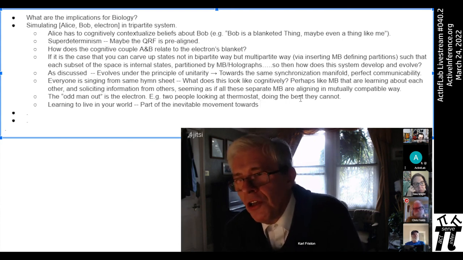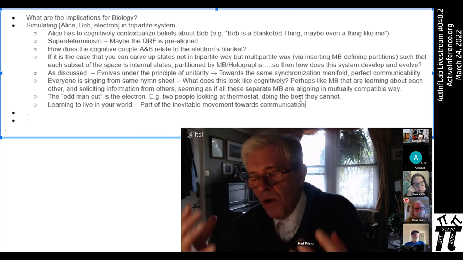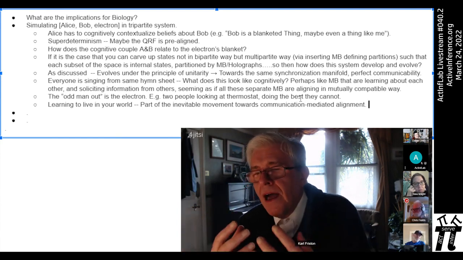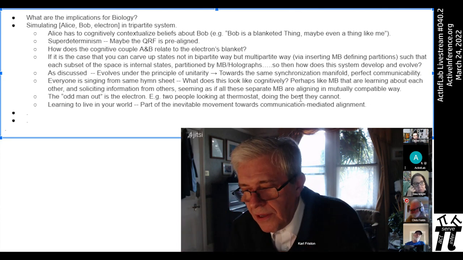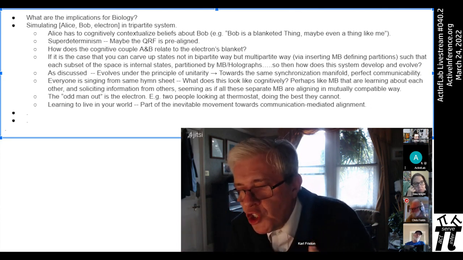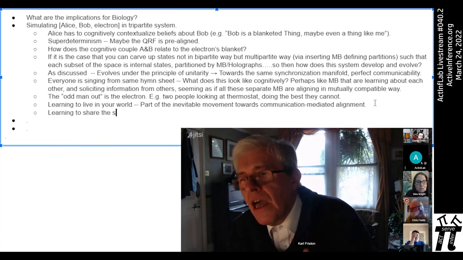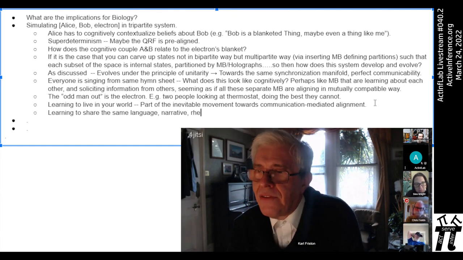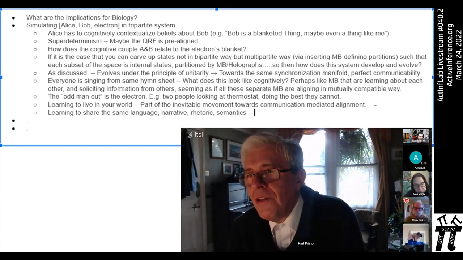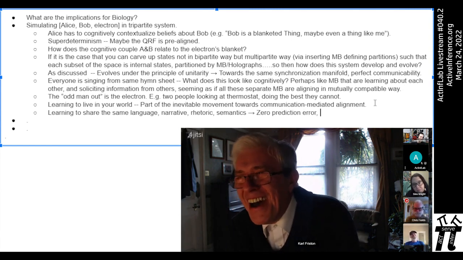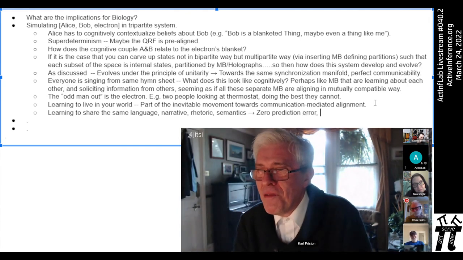language. So this notion of aligning QRFs between two blanketed systems, particles that are sufficiently similar, then simply translates into learning to share the same narrative, to share the same language, in order to render everything mutually predictable. So I know exactly what you're going to say next, and you know exactly what I'm going to say next. And we come now to this asymptotic limit of zero prediction error, zero free energy, and complete entanglement. And that would be the object. We'd have no Ukraines or Brexits or anything if we could get there. But that would be the direction of travel from a biological perspective.